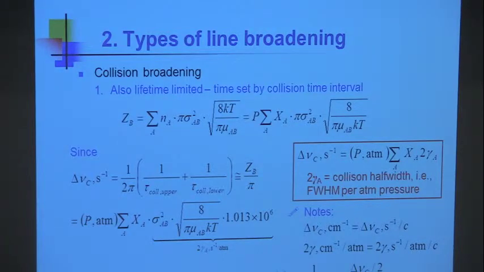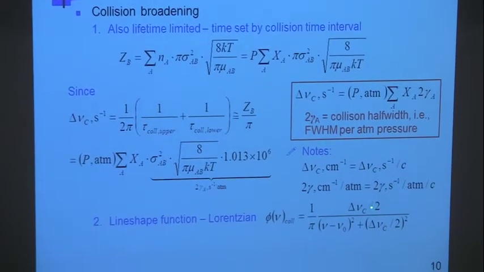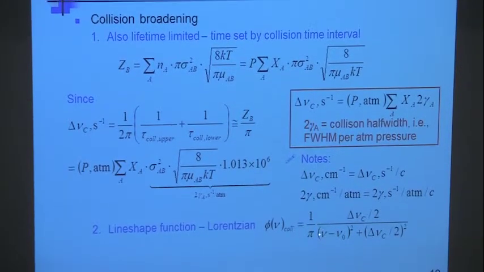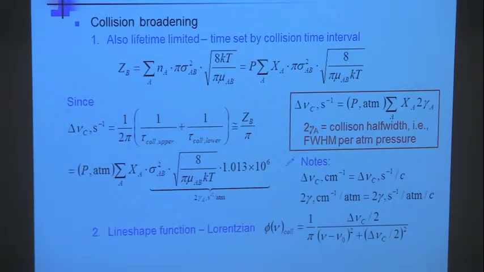Okay, so because it's lifetime limited, the line shape function is Lorentzian, and now we can write it. It's the full width at half maximum divided by 2, over the full width at half maximum divided by 2 squared plus nu minus nu 0 squared. I'm done. Tell me the collision width, I can tell you phi. Or measure phi, and I can infer the collision width. And we know that it's a Lorentzian form.